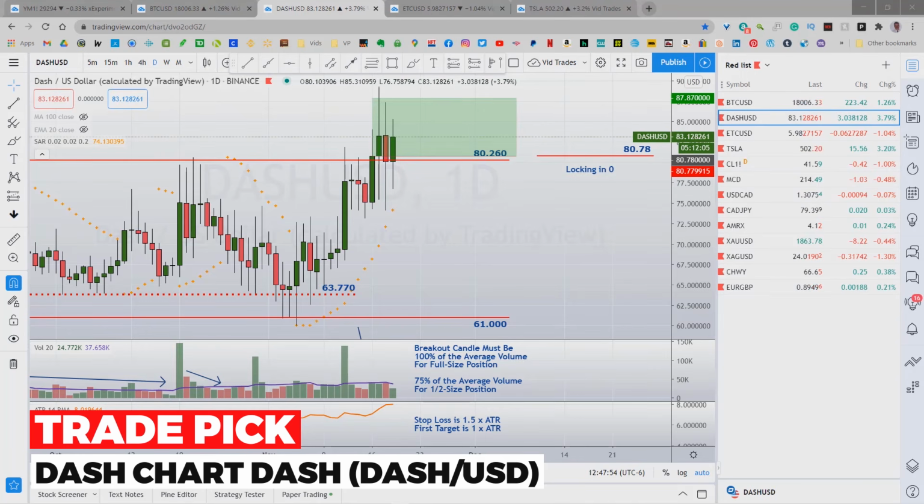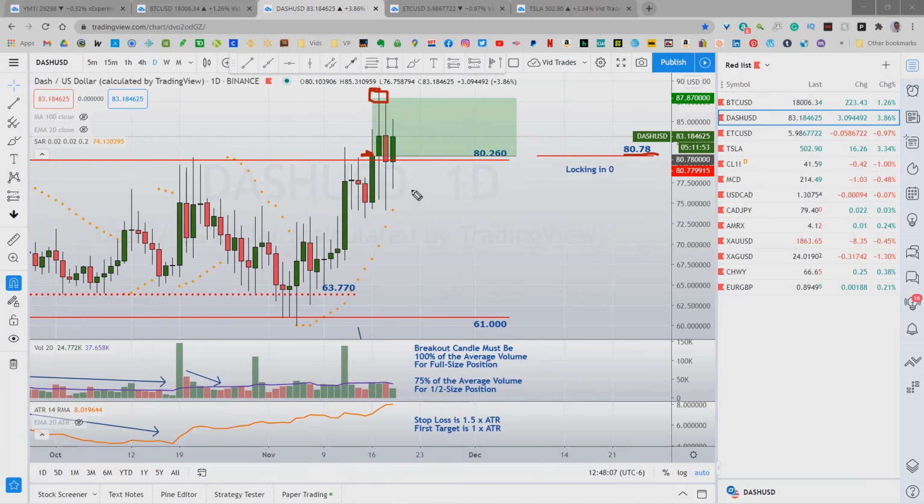As usual, cryptos have a tendency to follow each other, and Dash and Ethereum Classic are no different. I bought Dash on Monday right here at 80.78. On Tuesday it hit my first target, and on Wednesday it came down here and stopped out my second half at break even. So I'm done with Dash for right now.